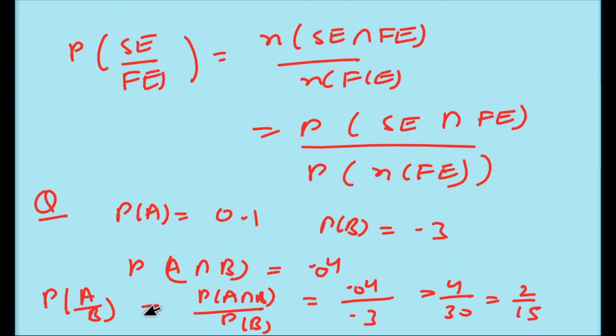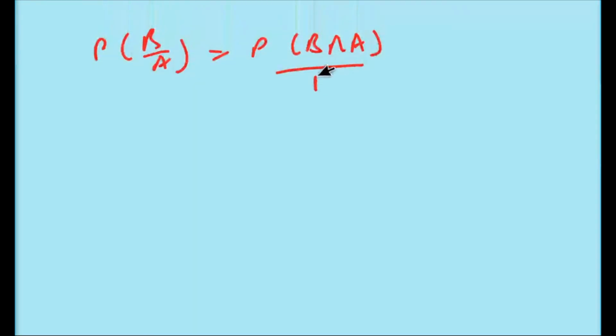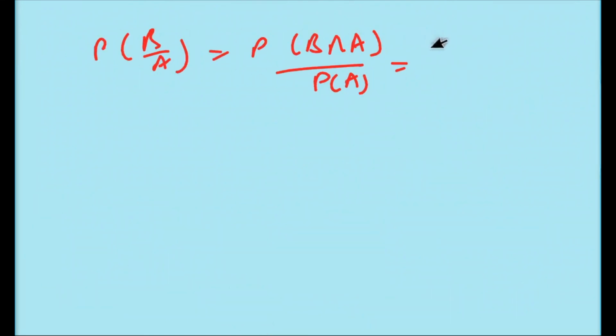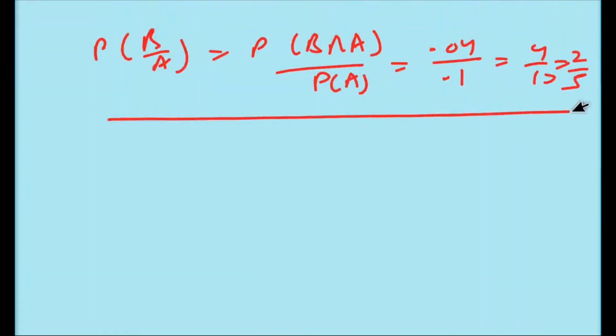Similarly, we can find P(B given A). P(B given A) equal to P(B intersection A) upon P(A), that is equal to 0.04 upon 0.1, which is 4 upon 10, or 2 by 5. This way you can find the conditional probability.